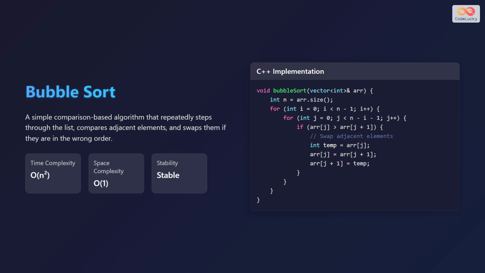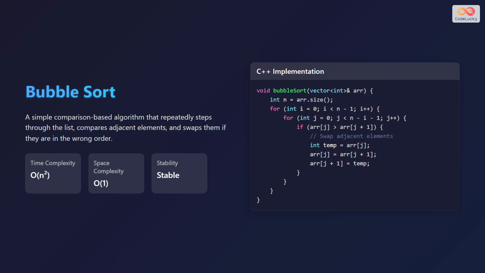Let's begin with bubble sort. Bubble sort is a straightforward comparison-based algorithm that repeatedly steps through the list, compares adjacent elements, and swaps them if they are in the wrong order. It's easy to understand and implement, but not very efficient for large datasets.